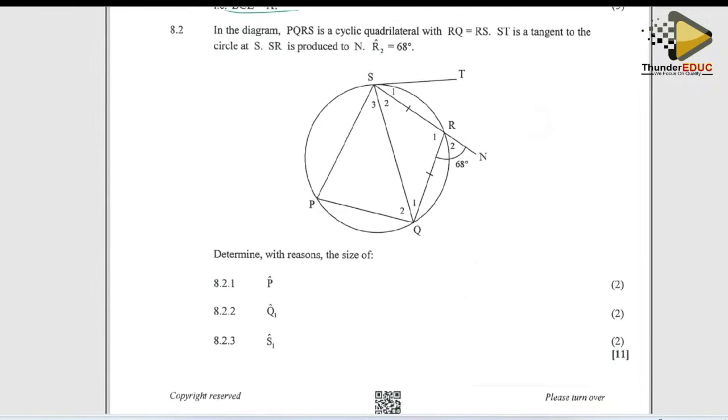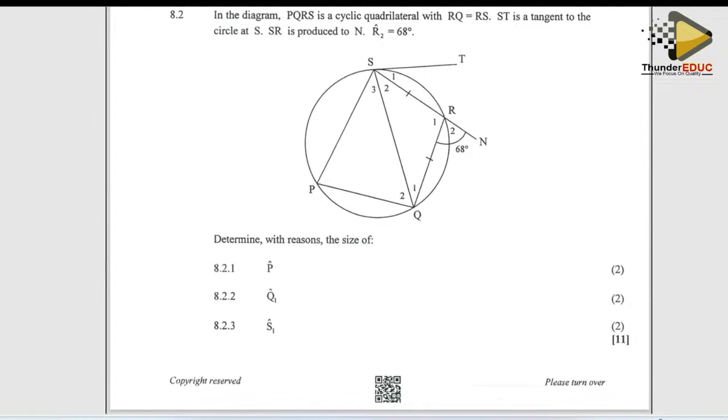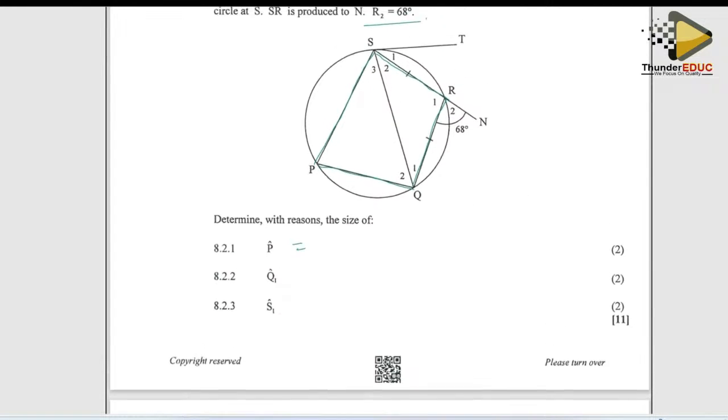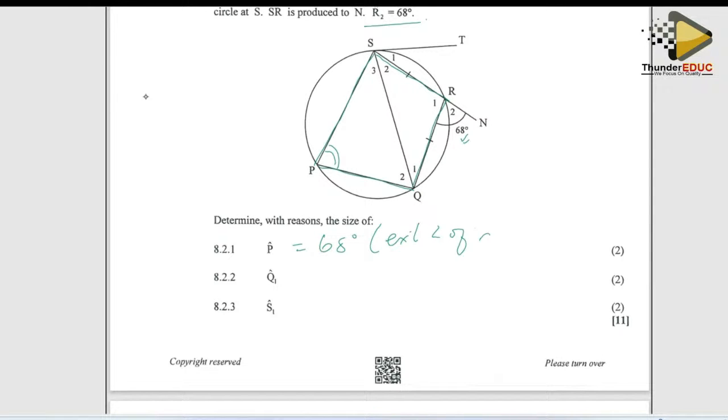Then 8.2, in the diagram, we have a cyclic quad. Let me just highlight the cyclic quad that they're talking about. R, that is that. S is a tangent to the circle. R is produced. R2 is 68. Then they want us to get the size of P. So this P is an interior angle of the cyclic quad, so it should be equal to 68. Reason, it's the exterior angle of the cyclic quad.